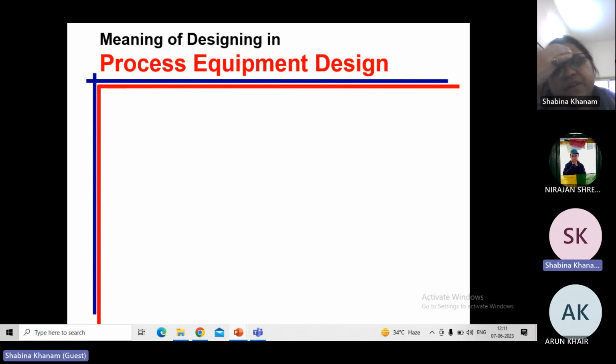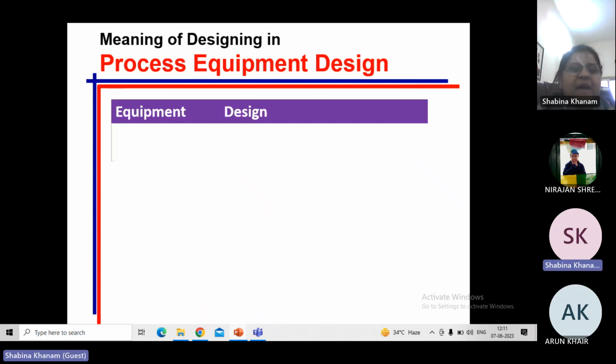However, this particular course, that is Chemical Engineering Design 2, where the meaning of designing is a little bit more specified with respect to the equipment. However, you need to decide the dimension only, but we consider the meaning of designing in a slightly different way. How? Let's see that.